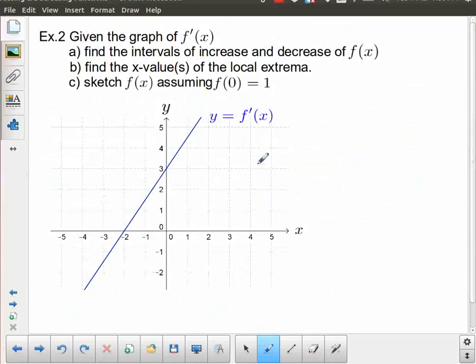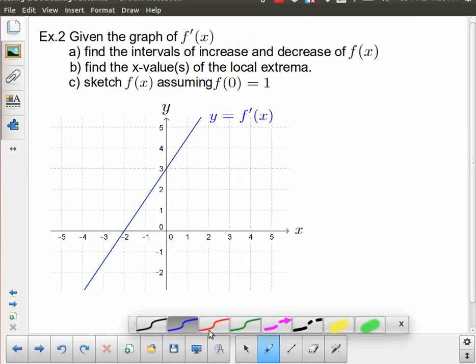Given the graph of f prime of x, so that's what this blue line is. This is the graph of f prime of x. Find the intervals of increase and decrease of f of x. So what does it mean to be intervals of increase?